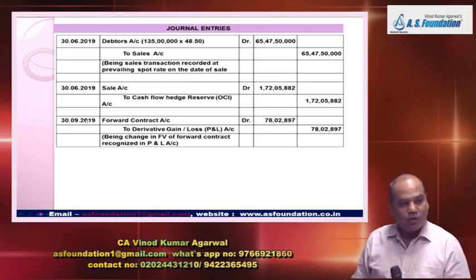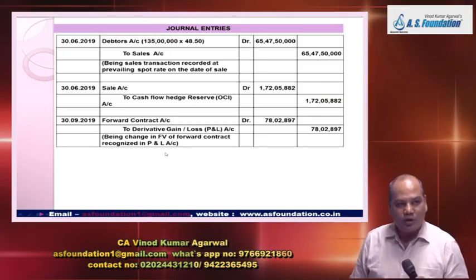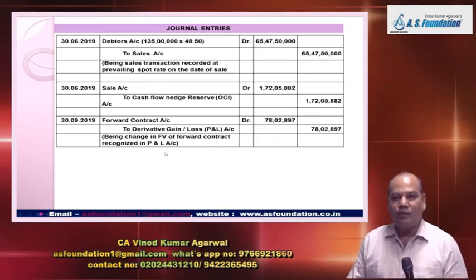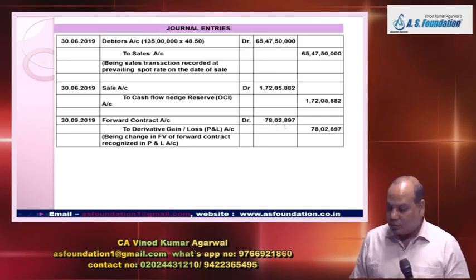Now from this day onwards, it has become FVTPL instrument. In FVTPL instrument, change in derivative is routed through P&L account, only one exception: if it is used to hedge an equity instrument measured at FVT OCI. Why have I repeated so much? So that now you'll remember. So this is the entry.